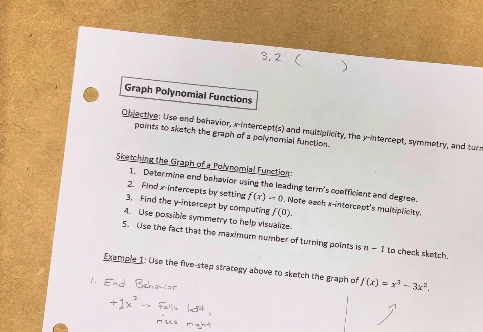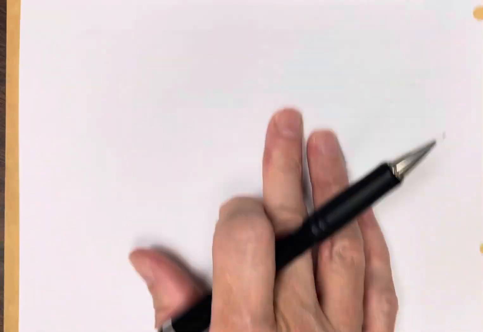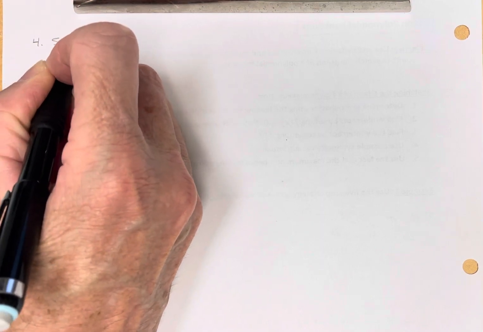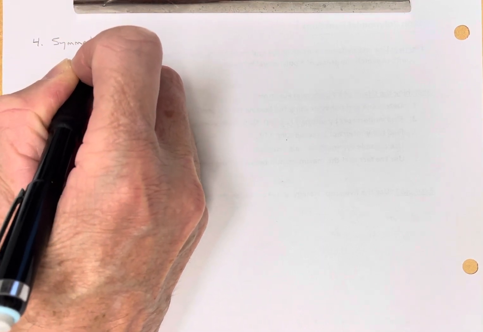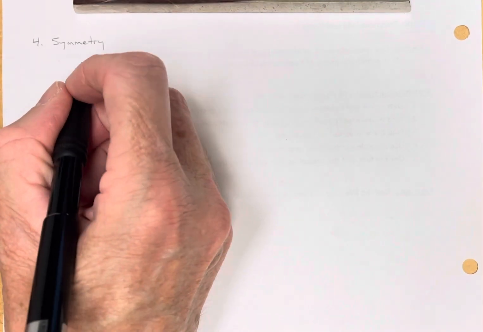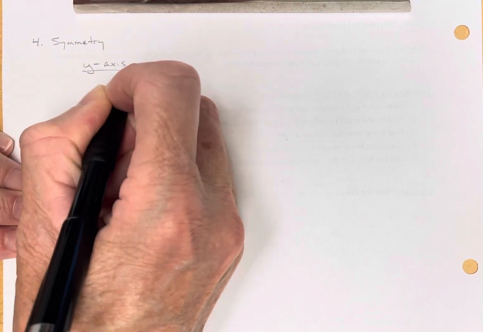Okay, give me a moment here. Let's turn my paper over. And let's take a look at the last 2 steps of our little 5-step process. Okay, so step 4 is symmetry. We want to look at y-axis and origin symmetry. So let's first look at y-axis symmetry.